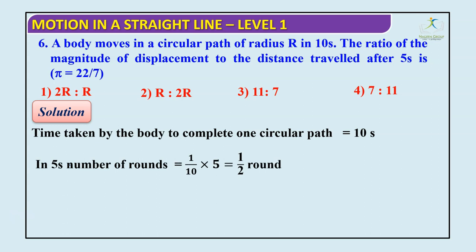In 5 seconds the number of rounds will be 1 by 10 into 5, because generally, if we are given that 1 pen's price is 5 rupees, what will be the price for 5 pens? That will be 25. So what we did is we just multiplied 5 into 5. Similarly we are doing here.